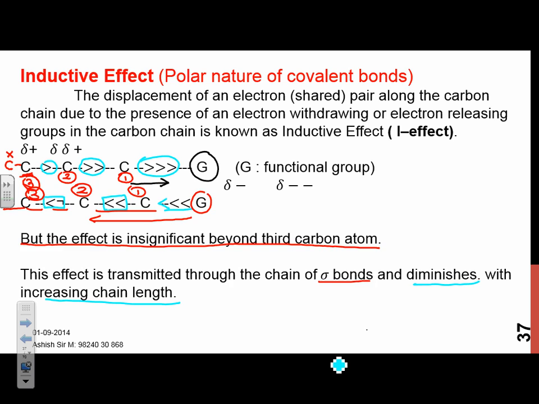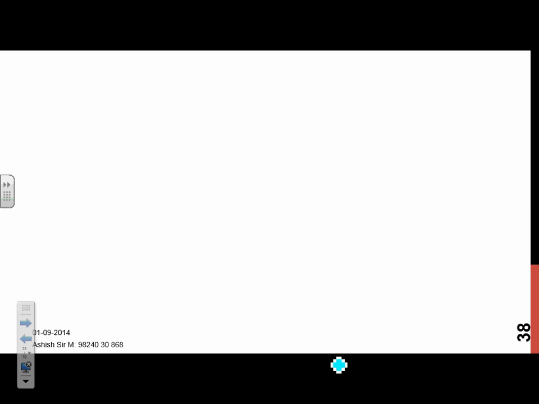There are two kinds of inductive effect. Let's see if I have missed out anything. No. Okay, so here is the summary. The inductive effect is thus a permanent effect. It is always there. There are two kinds of effect. One effect is permanent. Before I explain what is permanent, let me explain what is temporary.